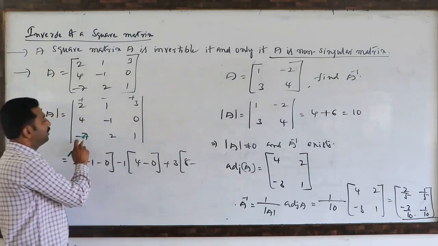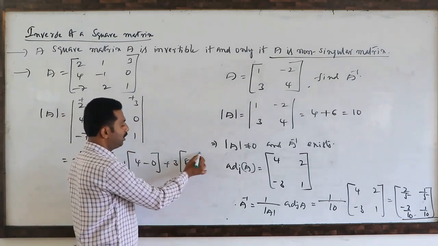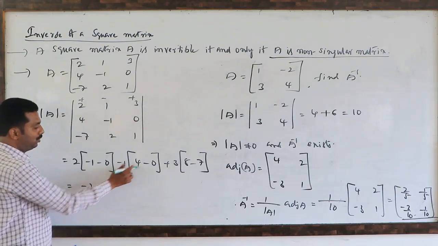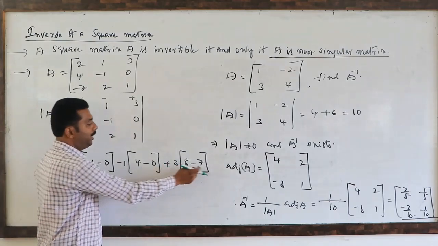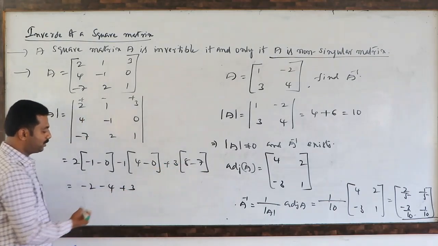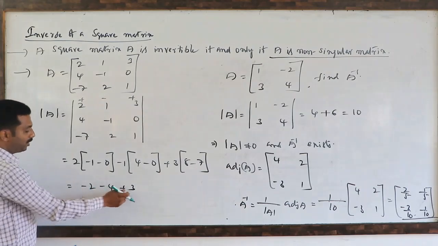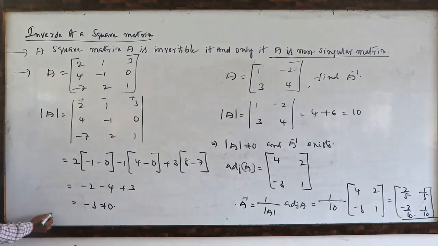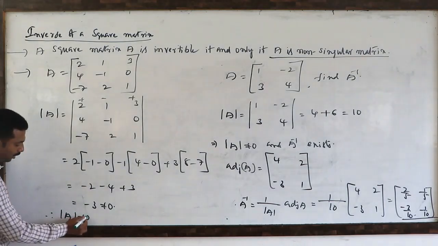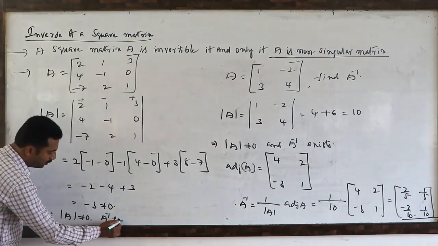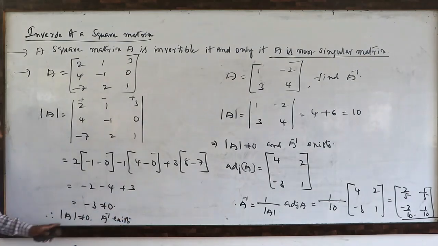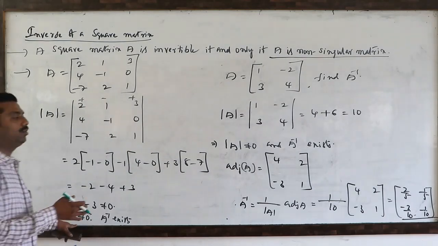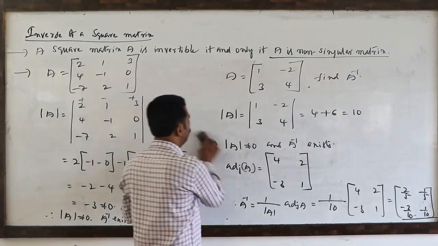minus 7 into minus 1, this is plus 7. So this is minus 2, this is minus 4, 8 minus 7 means 1, this is 3. So minus 6 plus 3 is minus 3, which is not equal to 0. Therefore, determinant of A is not equal to 0, so A inverse exists. Suppose determinant of A is 0, then you can say that A inverse does not exist, so no need to calculate inverse of a square matrix.